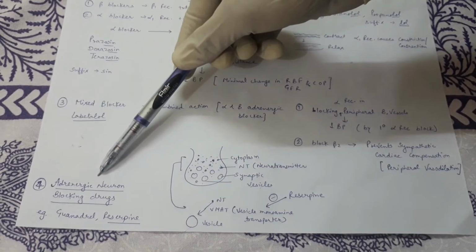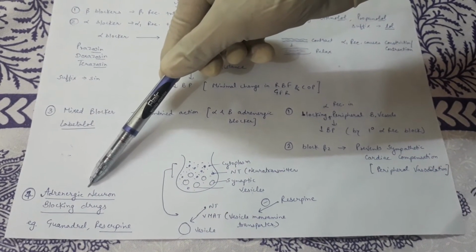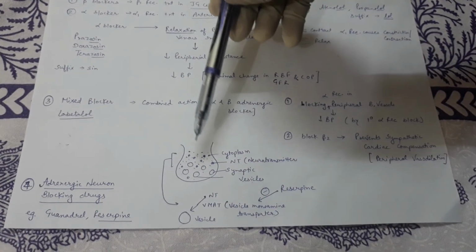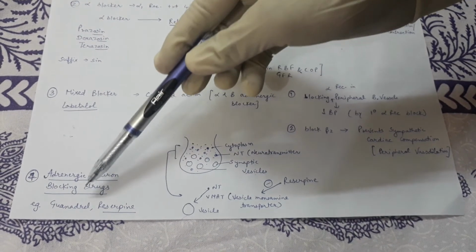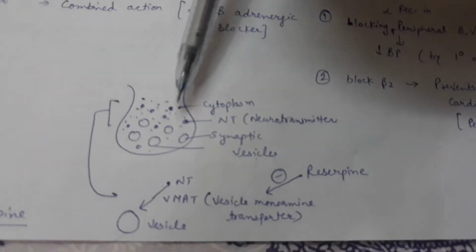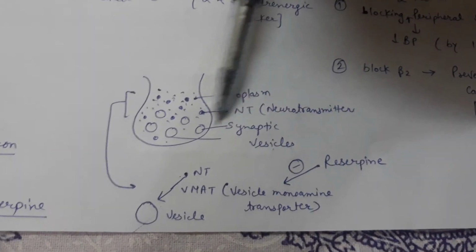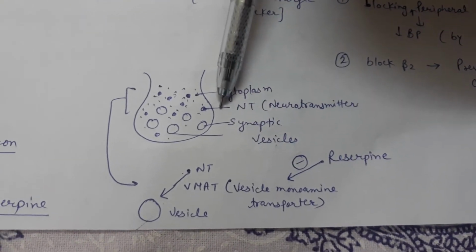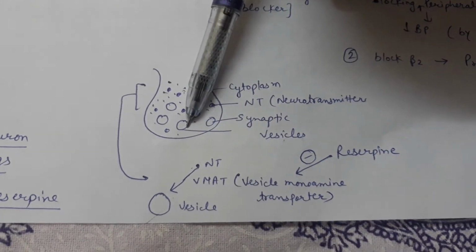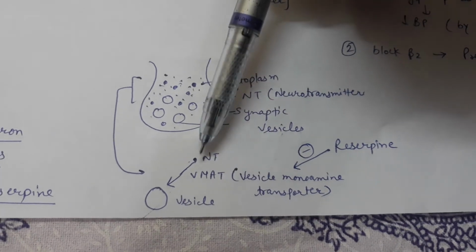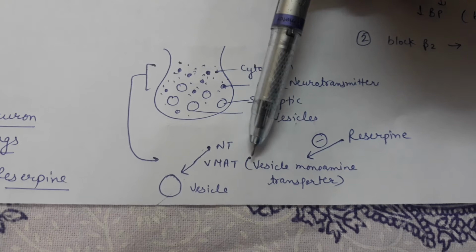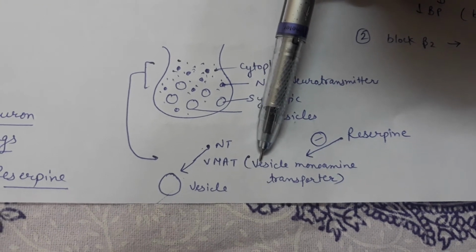Now the fourth class is adrenergic neuron blocking drugs. This is a diagram. Examples are reserpine and guanethidine. In reserpine, this is the cytoplasm with the neurotransmitter. This is the synaptic vesicle. So the neurotransmitter which is present in the cytoplasm is transported to the synaptic vesicles through a specific enzyme.